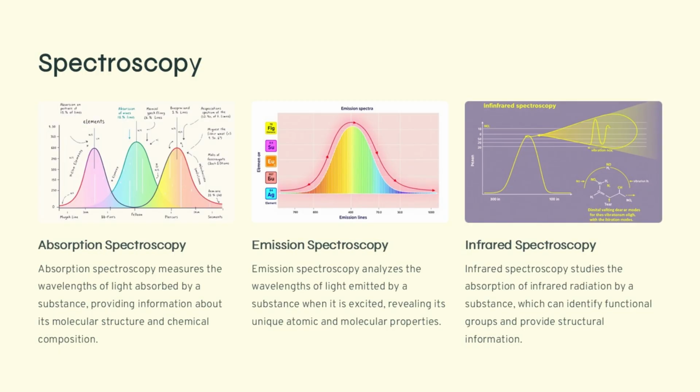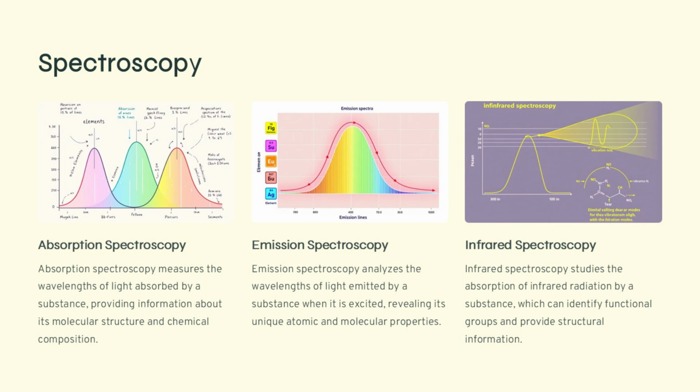Spectroscopy is the study of how substances interact with different forms of electromagnetic radiation. There are several key types of spectroscopy, each providing unique insights. Absorption spectroscopy measures the wavelengths of light absorbed by a substance, revealing information about its molecular structure and chemical composition.